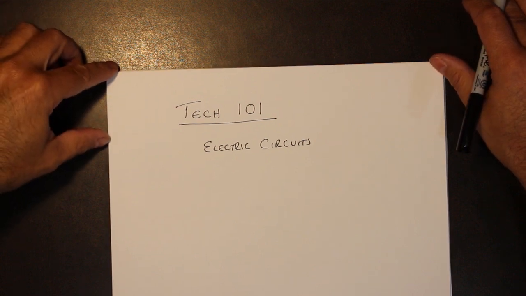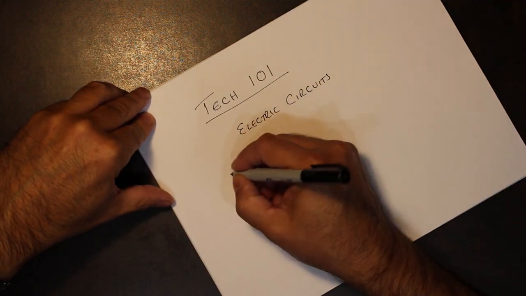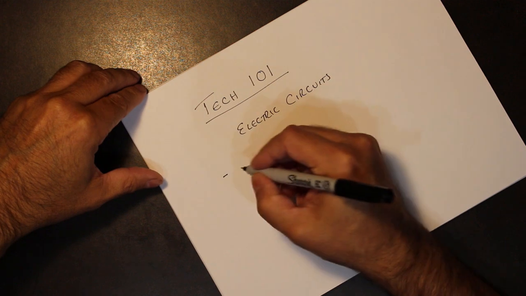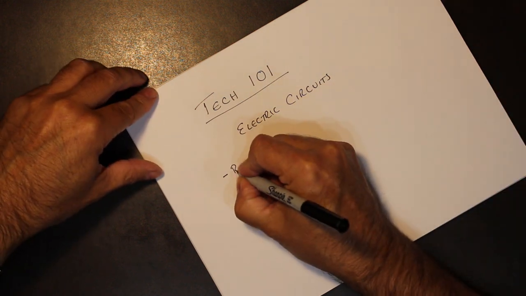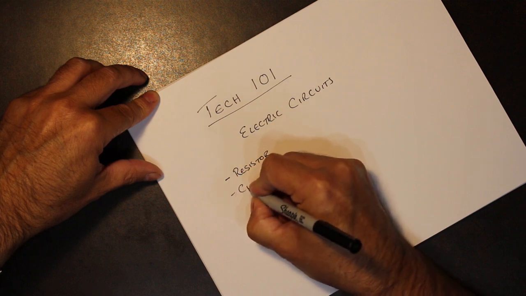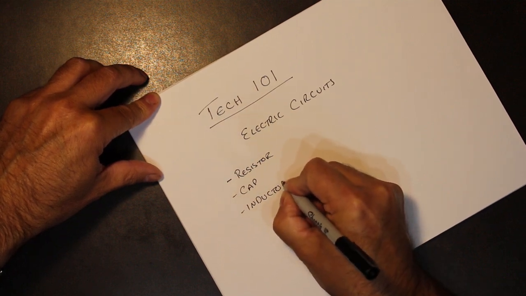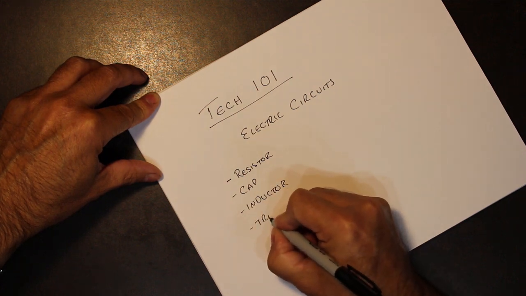Today what we're going to be covering is topics from lesson number 1. First things we're going to be doing is looking at components. So things like, what is a resistor? What's a capacitor? What's an inductor? What's a transformer?